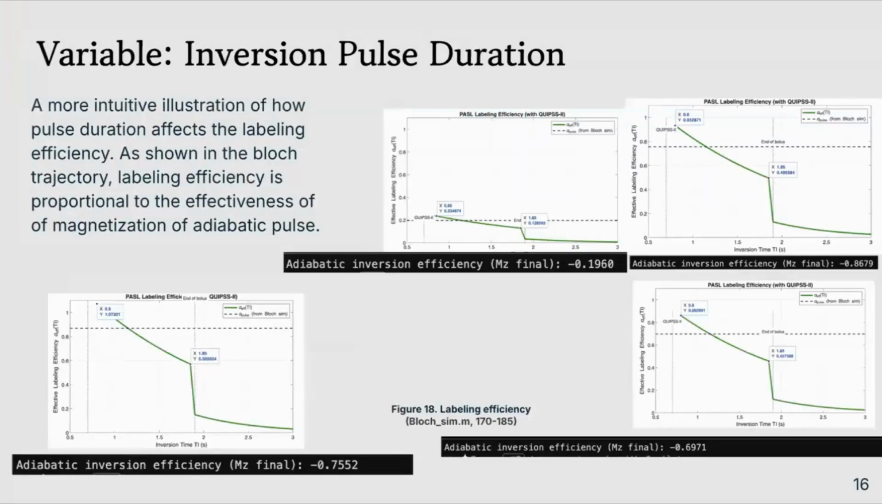This is a more intuitive illustration of how pulse duration affects the labeling efficiency. So the bottom left is what happens at 15 milliseconds, and the right two figures are around 20 milliseconds to 23 milliseconds. Even though there's a decrease in labeling efficiency, it still maintains above around 60%, while the one in the middle is for 1 millisecond, which is way off, as the labeling efficiency was around 20% because inversion wasn't completed with such a short duration.